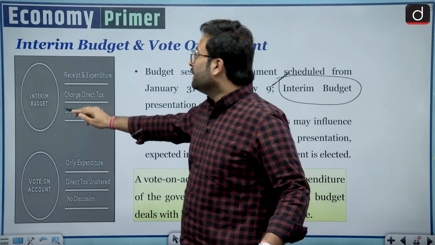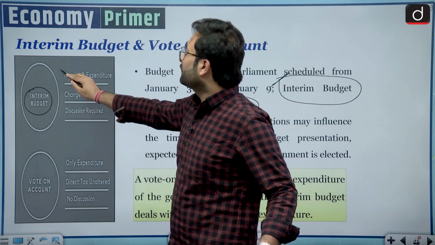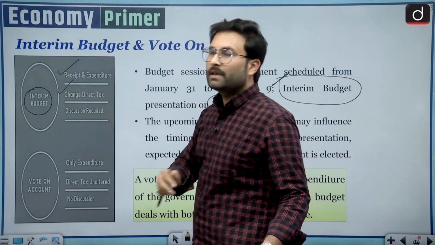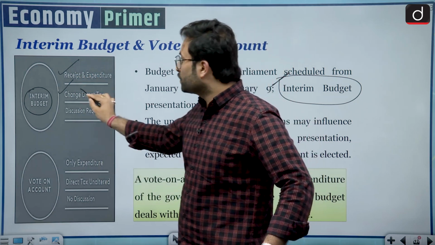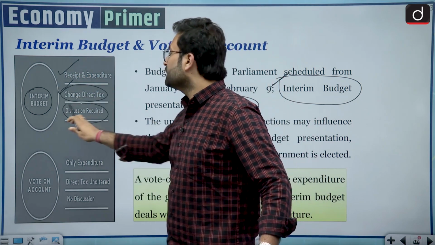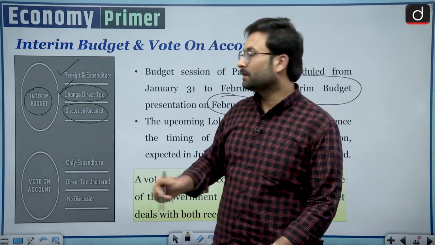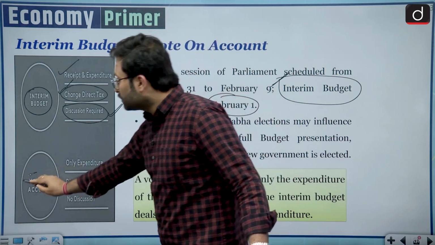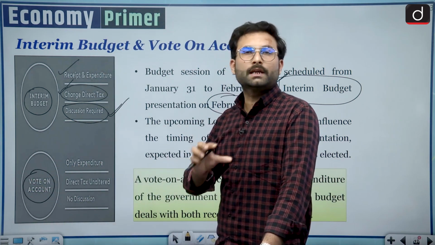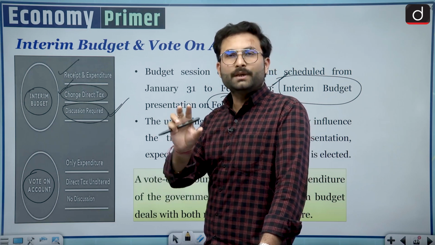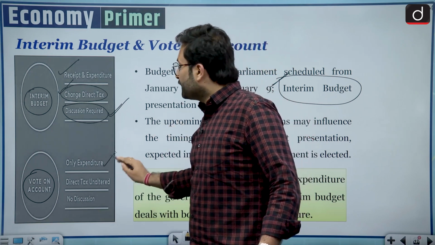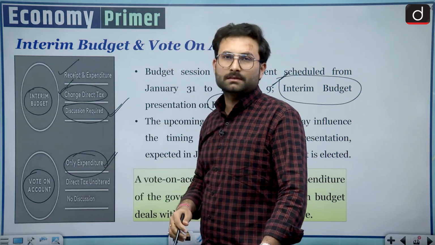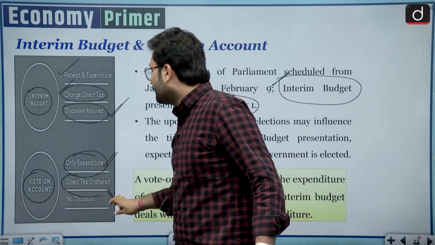When we are talking about interim budget, we include receipt and expenditure. Then if there is a change in direct tax, that is also included in the interim budget, and discussion is required. Whenever there is an interim budget, parliamentary discussion will be there. That is one aspect. When we are talking about vote on account, you don't have to go for any kind of parliamentary discussions. There will only be a voting, and only expenditure. Here we have talked about receipt and expenditures, but there we will be talking about only expenditures.